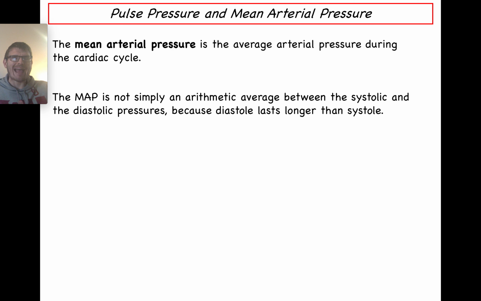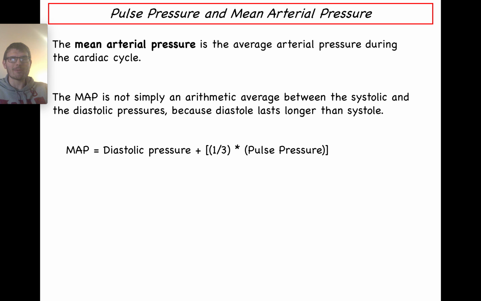Well, that's not quite how mean arterial pressure works. Just because you average the two numbers does not mean that on average that's what your arterial pressure is most of the time. There's something that we have to take into account: the fact that your ventricles spend more time in diastole than they do in systole. They spend more time resting than they do contracting. So we need to account for the fact that your arterial pressure spends more time at the diastolic number than it does at the systolic number.